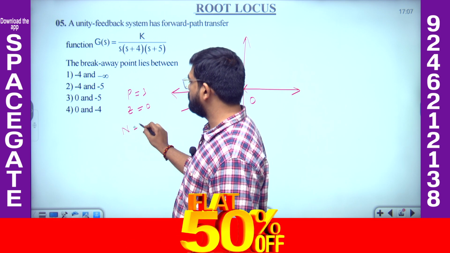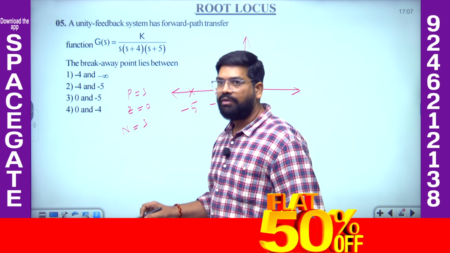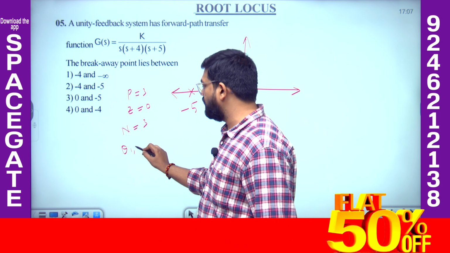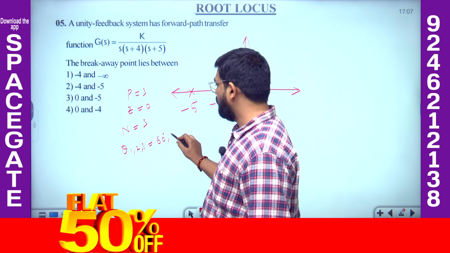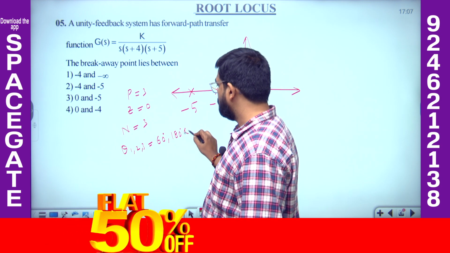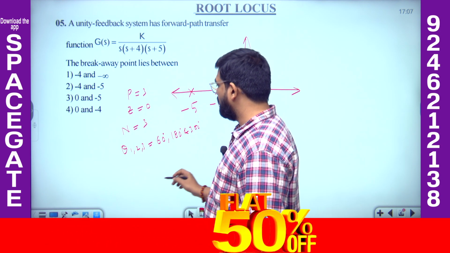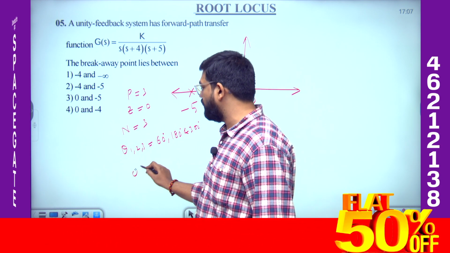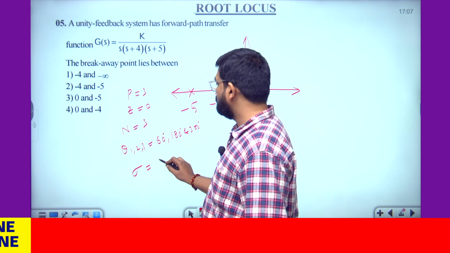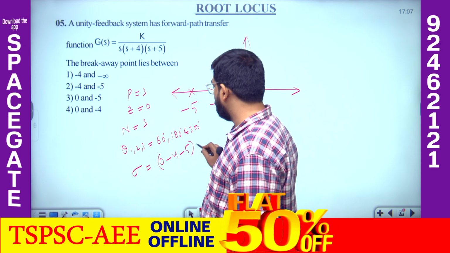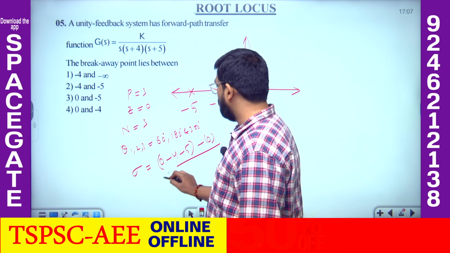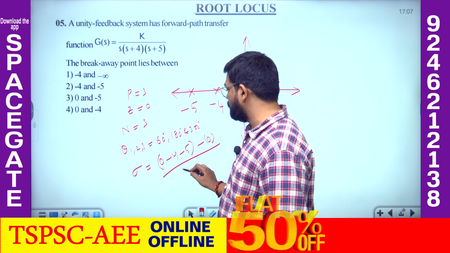Number of asymptotes we will get how many? 3. What are the angles of asymptotes we will get? 60, 180 and 300 we will get. So, the centroid will be there. We find the centroid: sum of real parts 0, -4, -5, minus the sum of zeros, divided by number of poles minus number of zeros, which means 3.